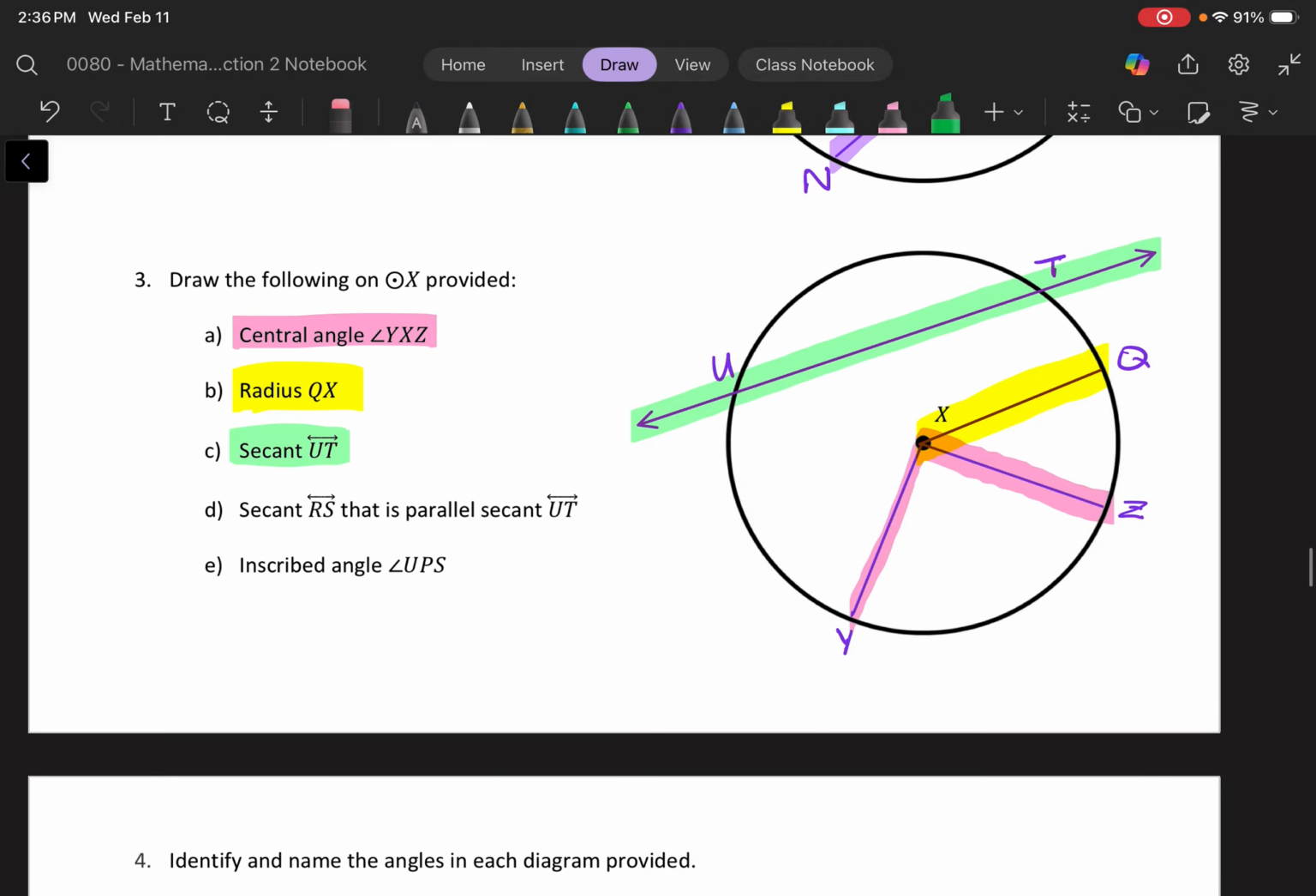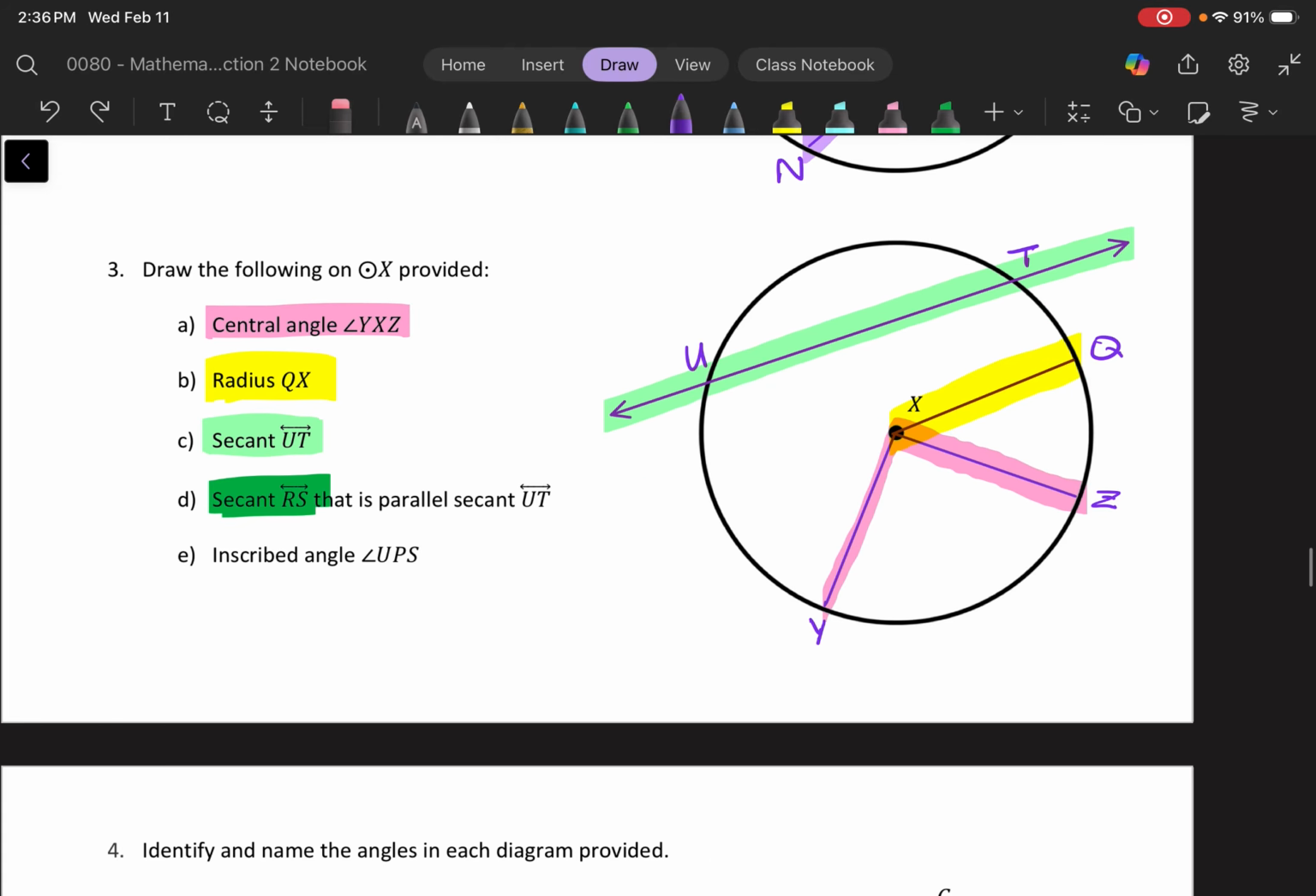Next, we are doing another secant. Ooh, but this secant is parallel to the secant I just drew. So I need to draw another secant. Ay, Miss T, get it together. Okay, I'm going to draw another secant. It has to be parallel, so I wanted them to look pretty parallel.